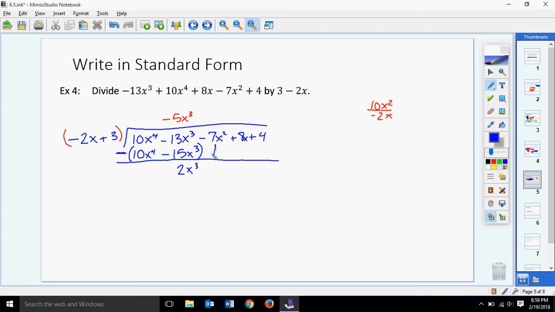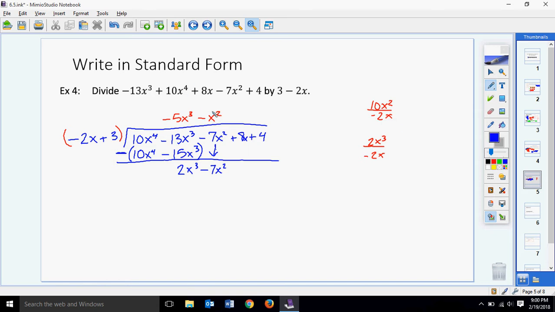Remember, after we subtract, we drop down our next term here. It's a minus 7x squared. Okay, now I'm ready to ask myself, how many times does negative 2x go into 2x cubed? In other words, what do I need to multiply negative 2x by so that it gives me 2x cubed? If you don't like to think about it that way, think about 2x cubed divided by negative 2x. What would that give you? Well, it would give you negative 1x squared.